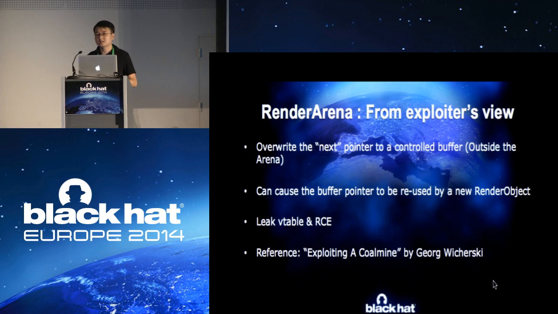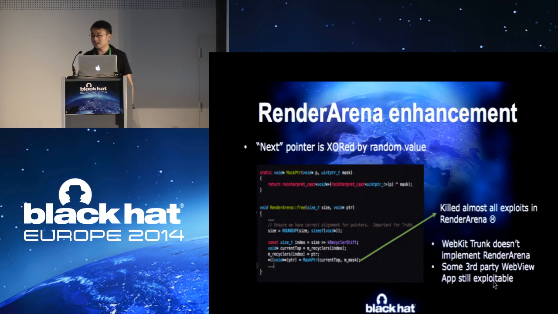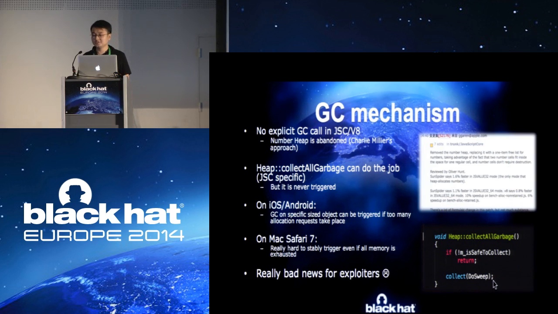That's for the history. But now, RenderArena has some enhancement, which is that the next pointer is XORed by a random value, which almost killed all the exploits in RenderArena. But this only applies to the WebKit branch. In the trunk, there is no RenderArena concept, so you can still exploit some third-party web views or applications without RenderArena being implemented. And the second one is the GC mechanism.